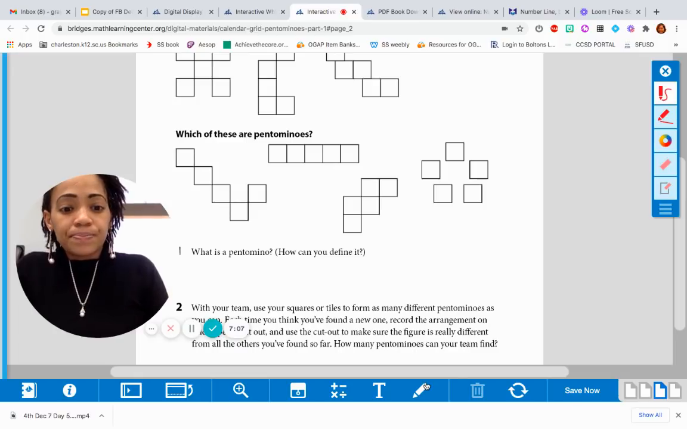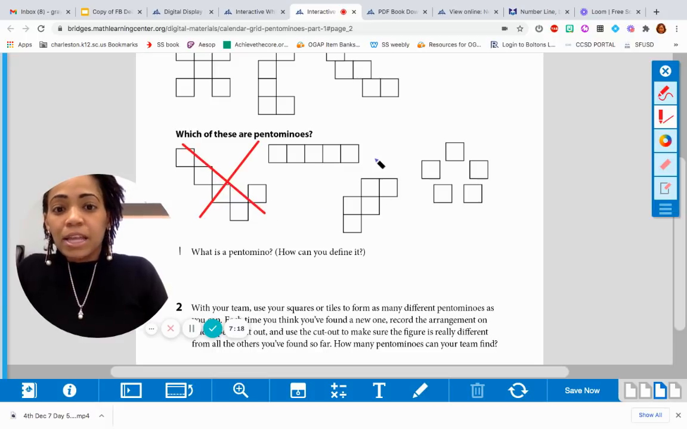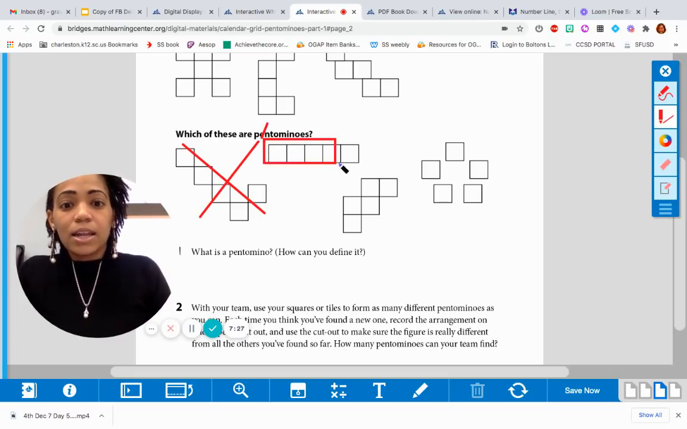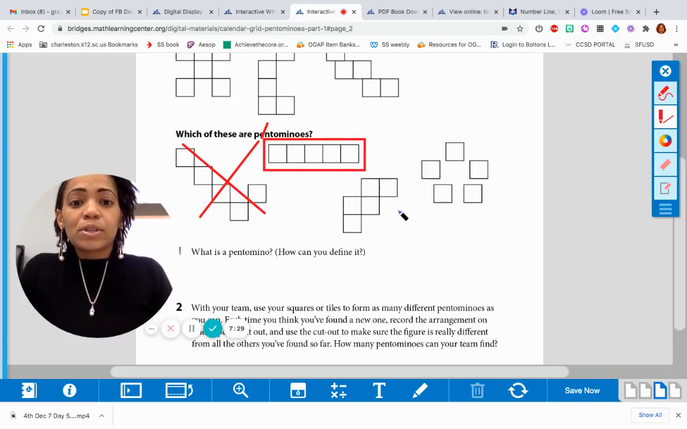And I'm going to circle them, or I'm going to attempt to circle them. Is this a pentomino? Wrong answer, because we know that they have to be touching by an edge. Is this a pentomino? Yes, it is. Whoops. And I'm trying to make a square here. Let's try that again. There we go. This is a pentomino, so you might want to circle that.